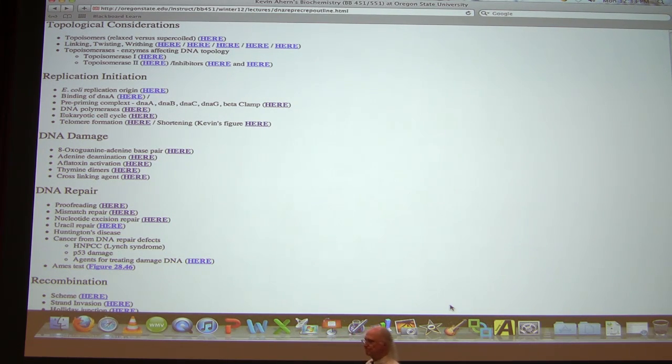That's correct. So when does the body know what system to use? So his question is, how does the body know which one to use? Well, we had two different situations here. In the first situation, we simply had a mismatch. That was a G mispaired with a T. In the second situation, I had a chemical bond that was formed between a couple of bases. So those are fundamentally different things for the cell to encounter. Okay? Yes, Lawrence. MutL attracts the exonuclease. Yes, sir.